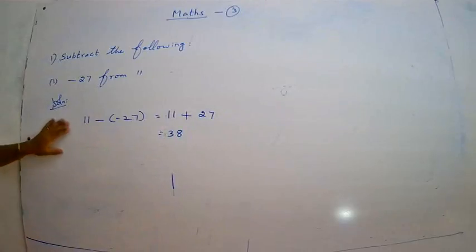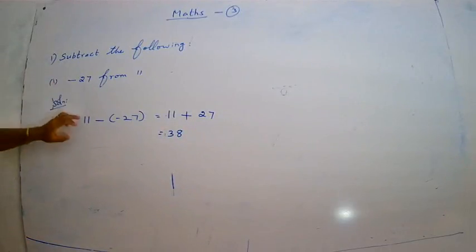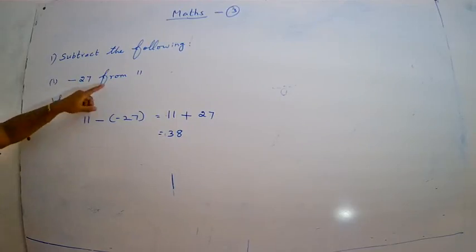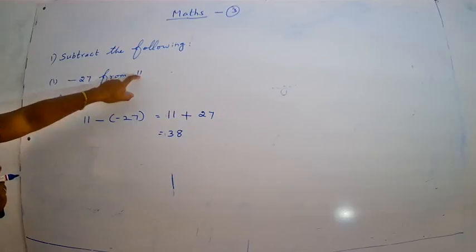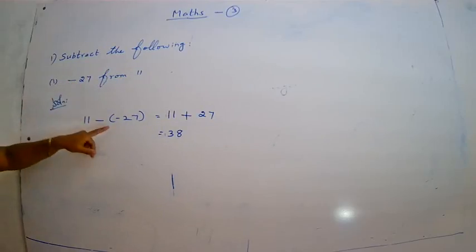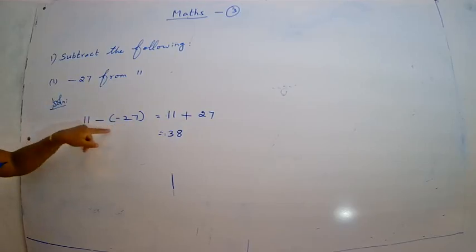Okay, clear children? Listen one time. Once again, I will repeat, okay? Minus 27 from 11. Minus 27 from 11. 11 ல இருந்து minus 27 sub பண்ணணும். So 11 minus 27.